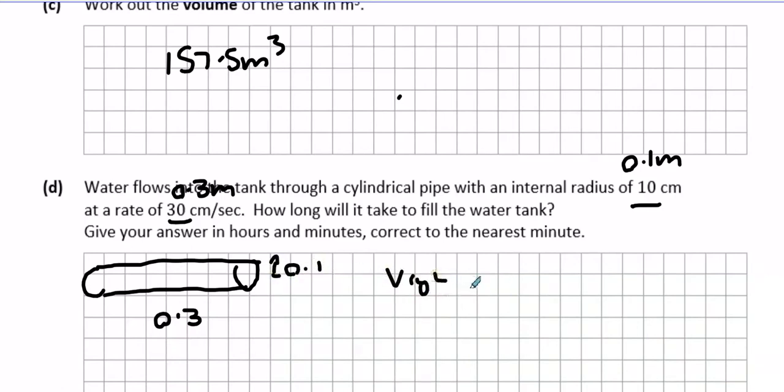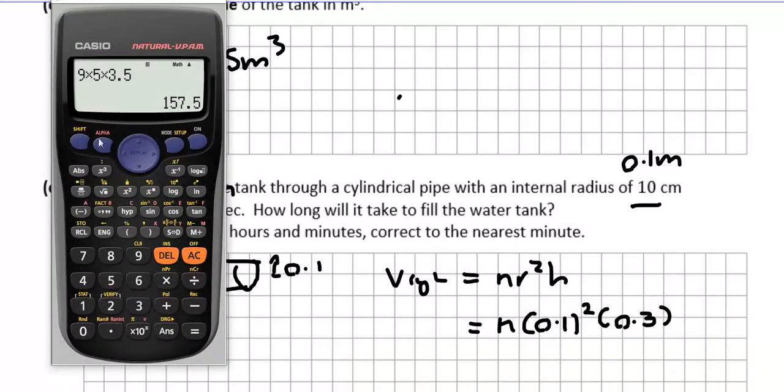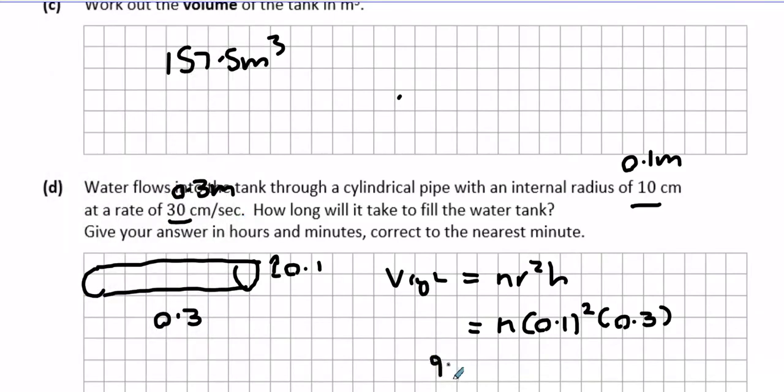Therefore the volume of the cylinder is pi r squared h, which is going to be pi times radius squared, which is 0.1 squared, times the height, which is 0.3. So shift pi times 0.1 squared times 0.3, which is this number here. Okay, so we'll take it as 9.425 by 10 to the minus 3 meters cubed is the volume of water pumped in per second.